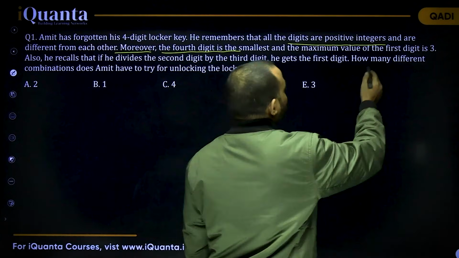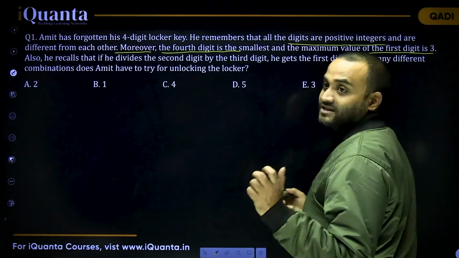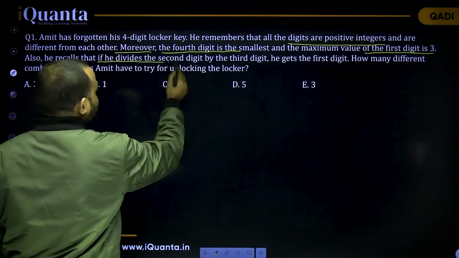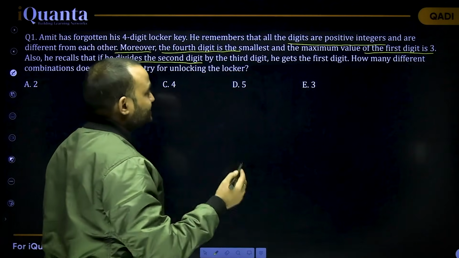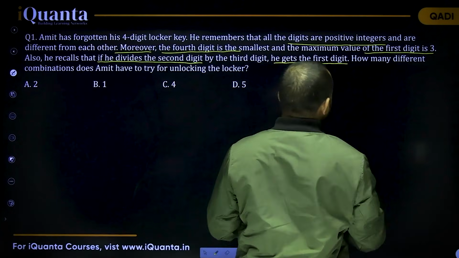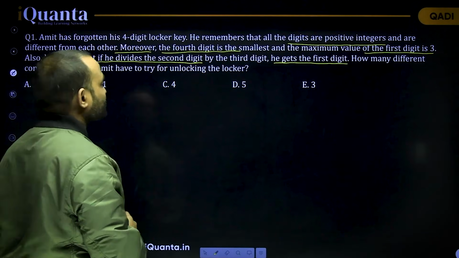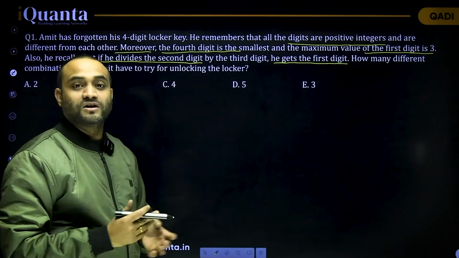The maximum value of the first digit is 3. Also, he recalls that if he divides the second digit by the third digit, he gets the first digit. How many different combinations does Amit have to try for unlocking the locker?